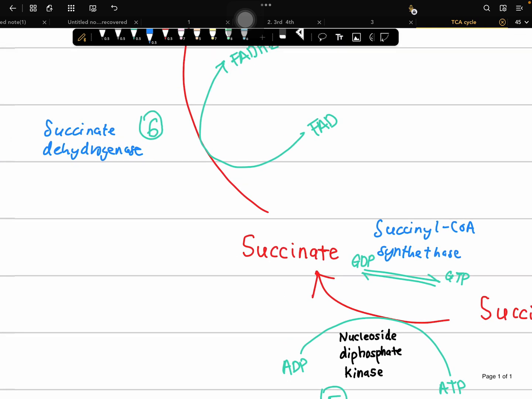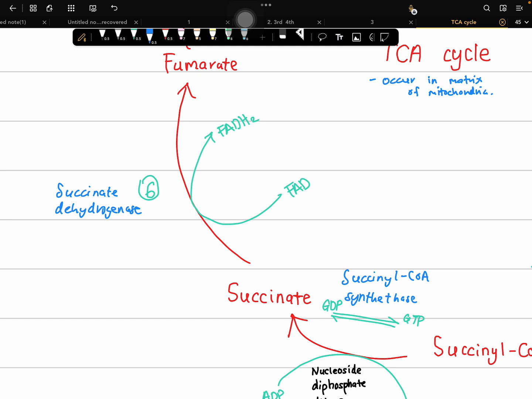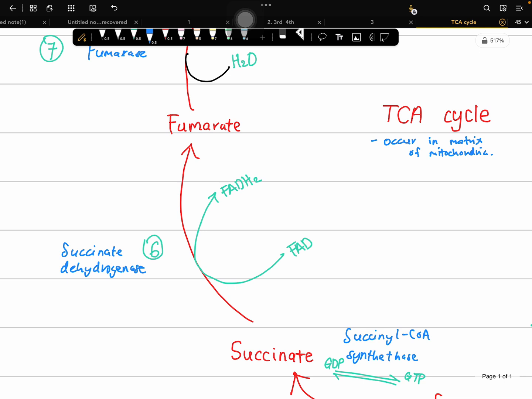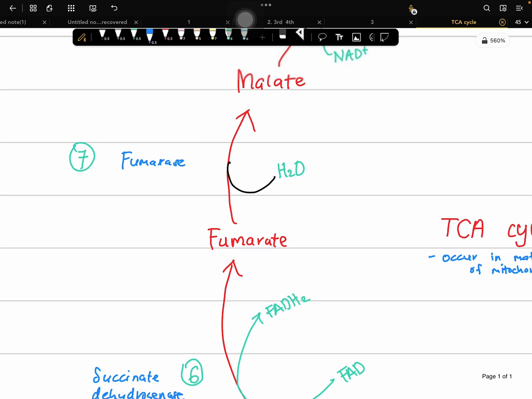In the sixth step, the succinate will become fumarate, catalyzed by the enzyme succinate dehydrogenase. The sixth step also involves an oxidizing agent, which is FAD. The FAD molecule will be reduced into FADH2. So FADH2 is another product in the TCA cycle. Then in the seventh step, the fumarate will become malate with the aid of the enzyme fumarase. It also involves the addition of water.